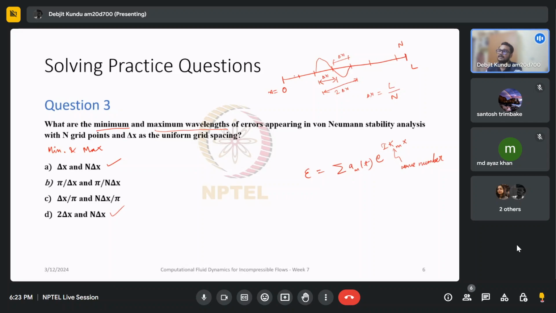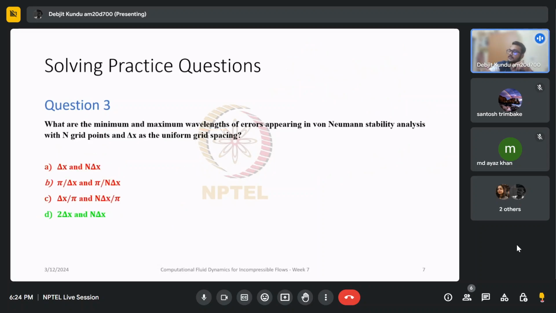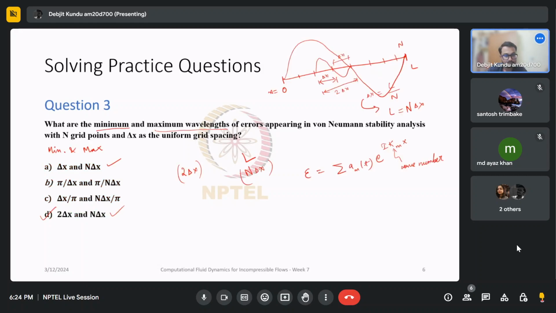And the maximum wavelength which it can form is covering the entire domain from 0 to L. So let's say, how many have I drawn here? 1, 2, 3, 4, 5, 6, 7. So this is the maximum length it can cover, and that is the entire L. So basically the minimum is 2 delta x and the maximum is L. Now from this equation I can show you that L can be written as n into delta x. So the maximum is n into delta x. And this combination is given where? We can find it in option D. So let's have a look at the solution. It's actually option D, 2 delta x and n delta x. Does that make things clear? Any questions on this?